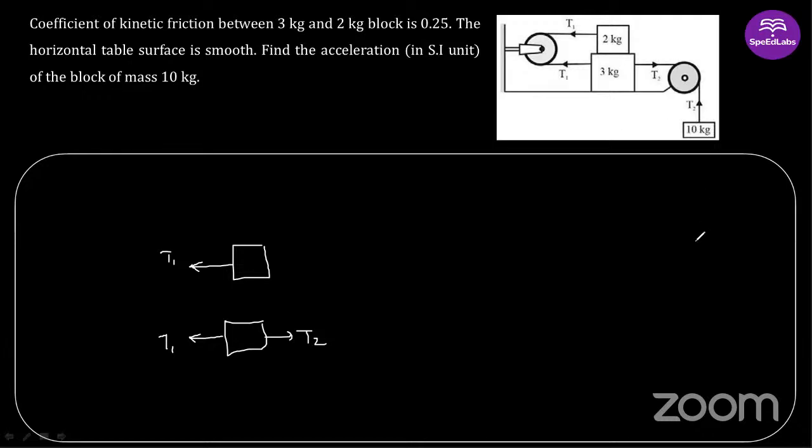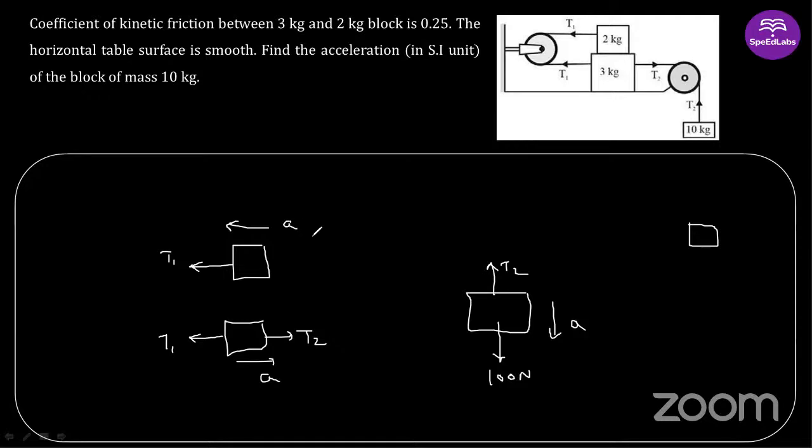Now this 10 kg will try to move in the downward direction. This is the 10 kg, and it has mg which is 100 Newton, and it has T2. So it will try to move downward. If it moves with an acceleration of a, the other blocks also have to move with the same acceleration because they are connected with a string.